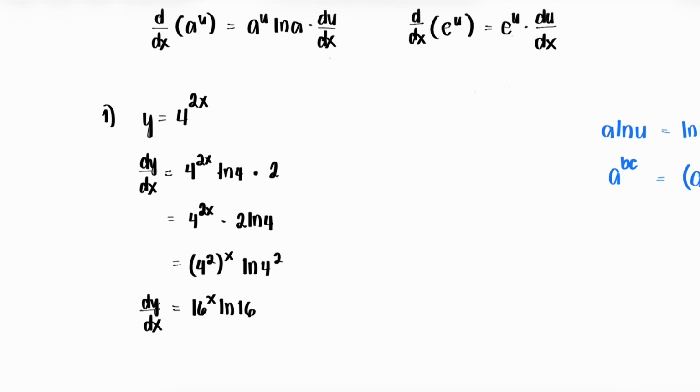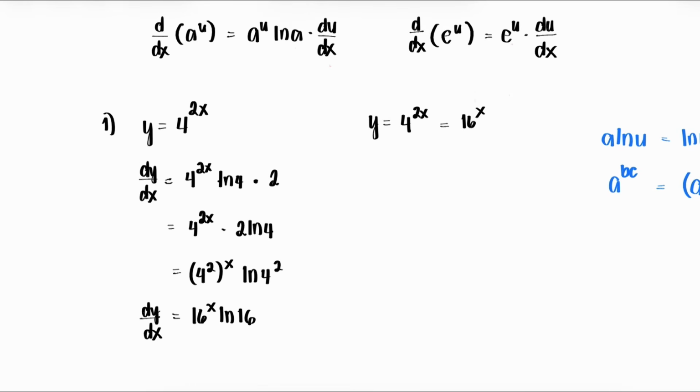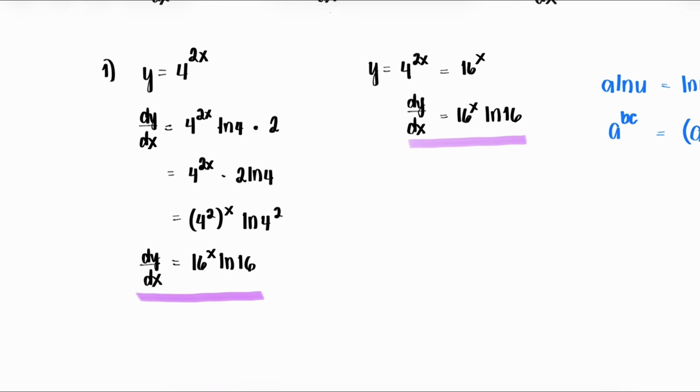But also, starting from y equals 4 to the power of 2x, as early as this part here, we can just write this as 16 to the power of x. And then we can just differentiate. The derivative dy dx is equal to, copy the given 16 to the power of x, and then take the natural log of the base 16. And the derivative of the exponent x is just equal to 1. So we still get the same answer either way.